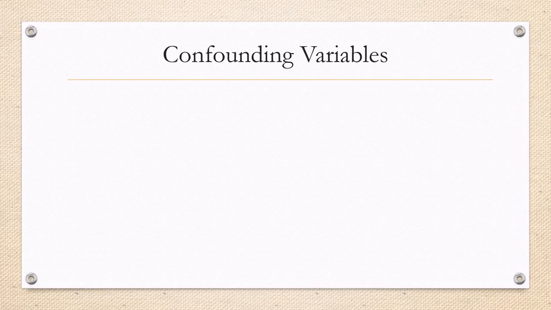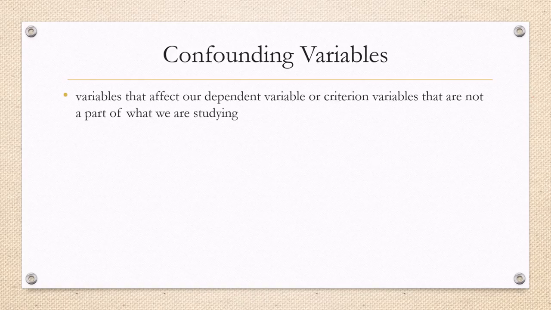Confounding variables, as we discussed in our previous lecture, are variables that affect our dependent variable or criterion variables that are not a part of what we are studying. Sometimes we know what potentially confounding variables are, and we can measure them and statistically control for them. Many times, we don't know what they are.